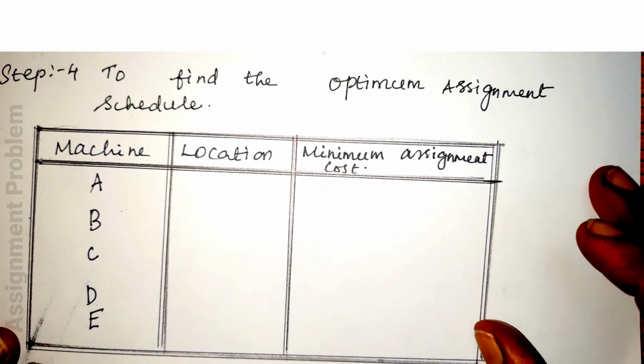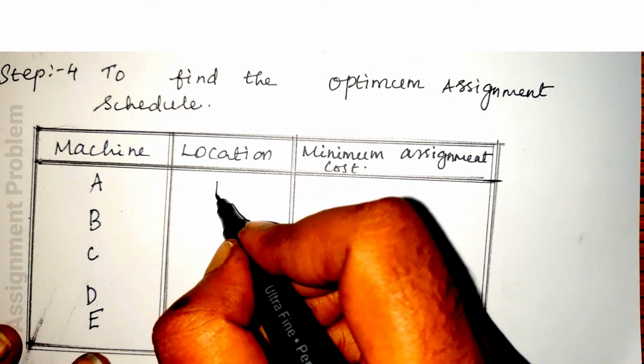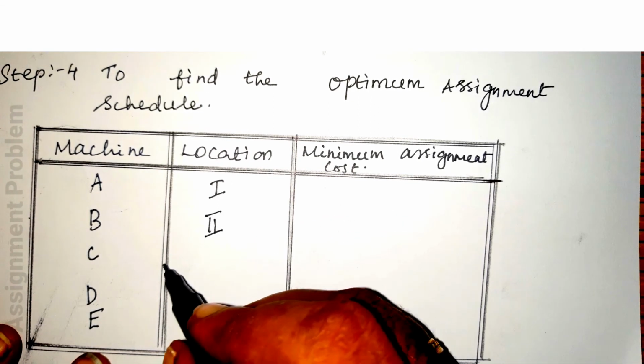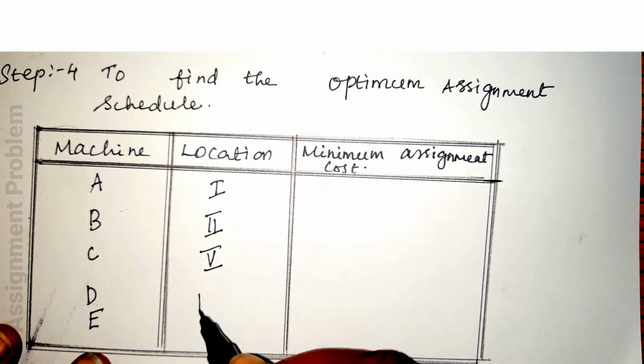Let me write. Mission A, the location is 1. Mission B, the location is 2. Mission C, the location is 5. Mission D, the location is 4. Mission E, the location is 3.